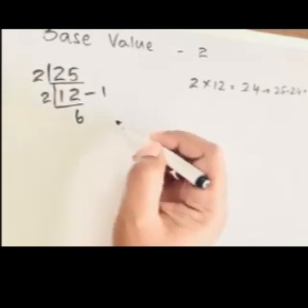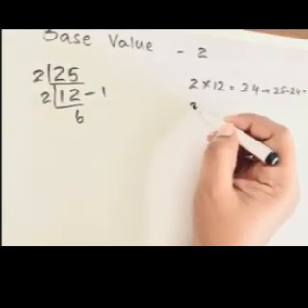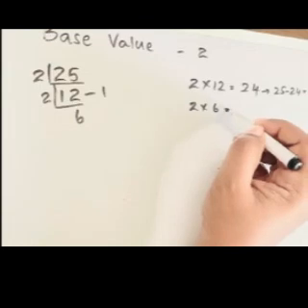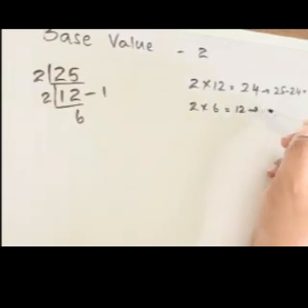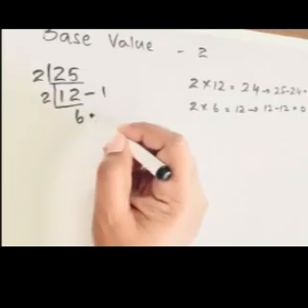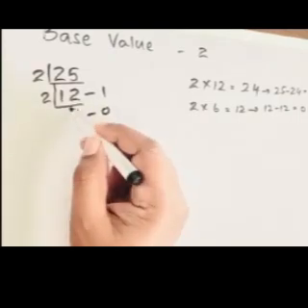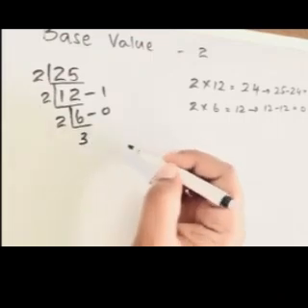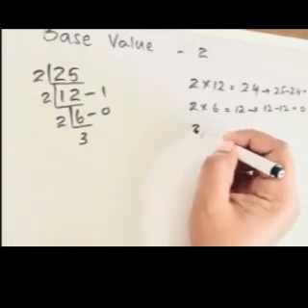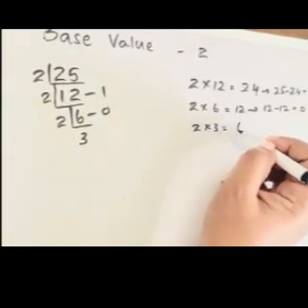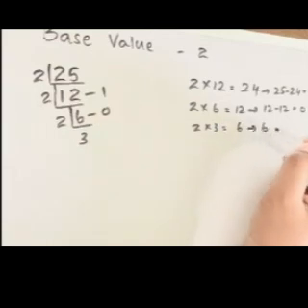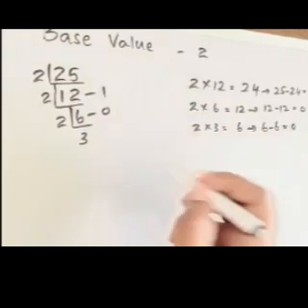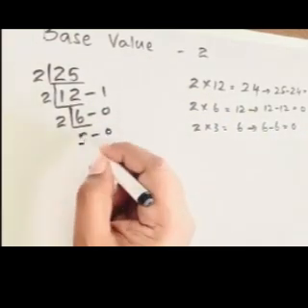So now you get 6. And now if I write 2 into 6 is 12, then I can write 12 minus 12 is 0. So the remainder value is 0 here. Next one, again divide by 2, it is 3. So you can write 2 into 3 is 6. So 6 minus 6 is 0. So the remainder is 0.